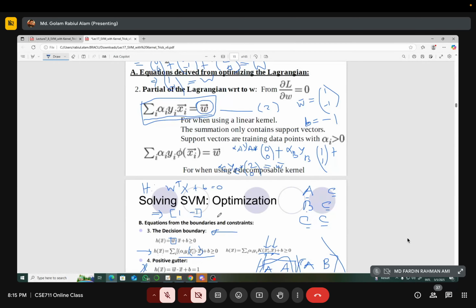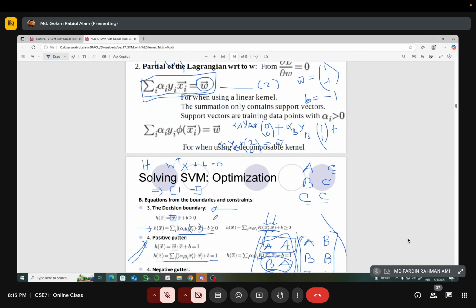And x, in x, that means x is a feature vector. So we have a two-dimensional vector. Let's say x and y is our two dimensions, and plus b. B is what? B is negative 1. So that is negative 1 equals 0.